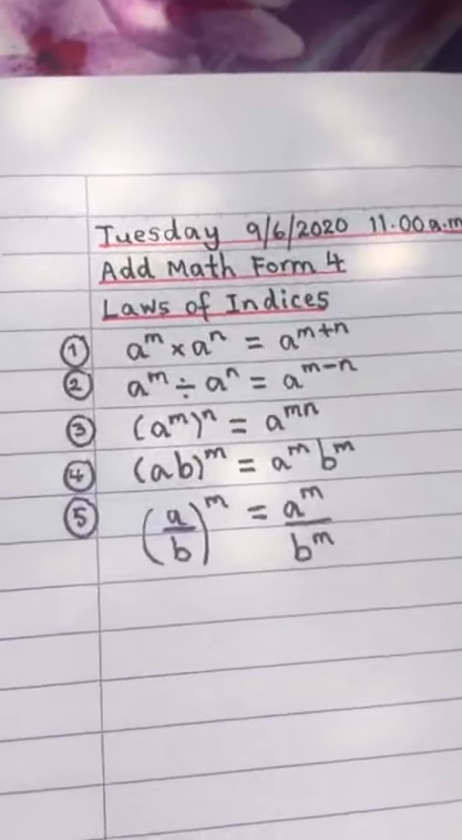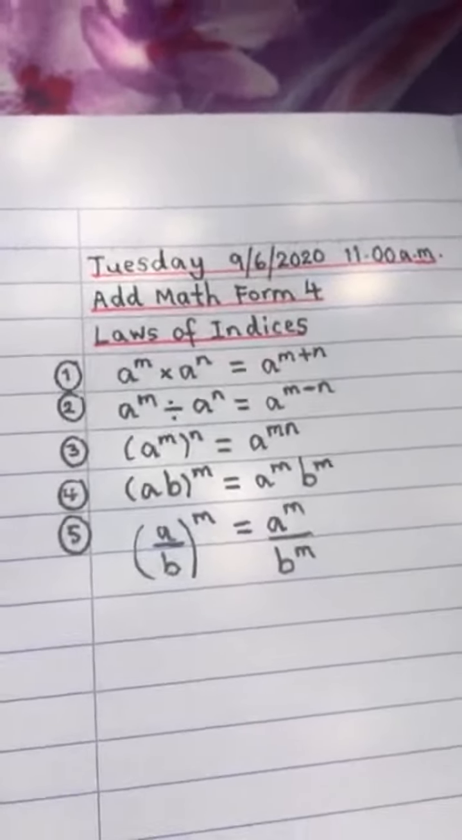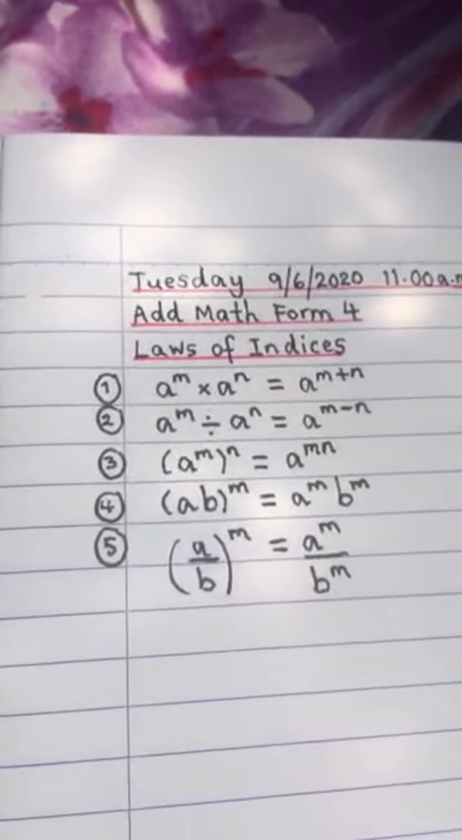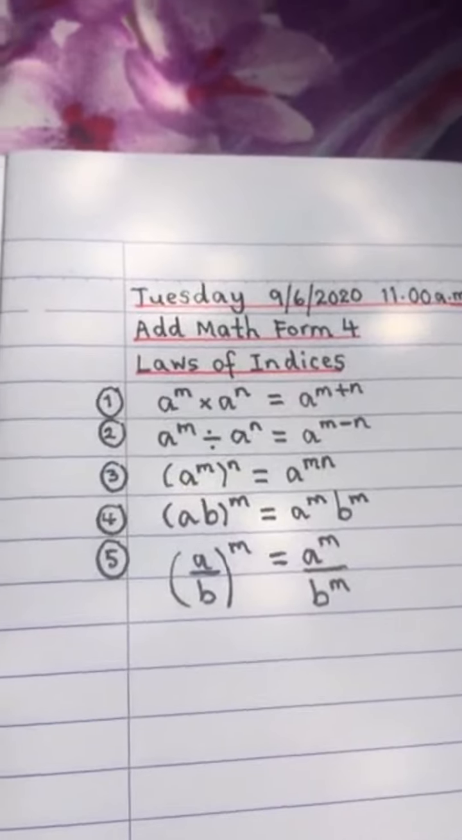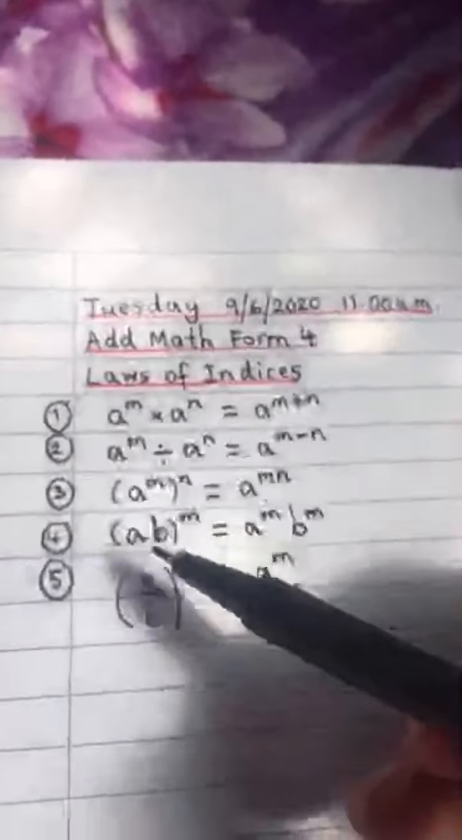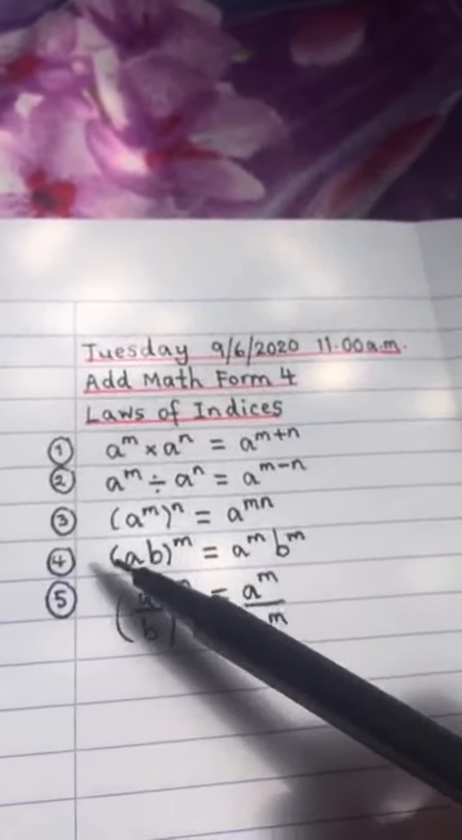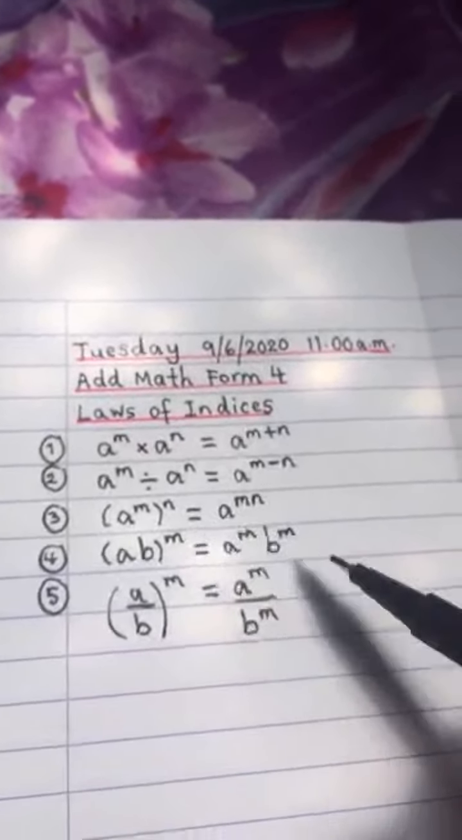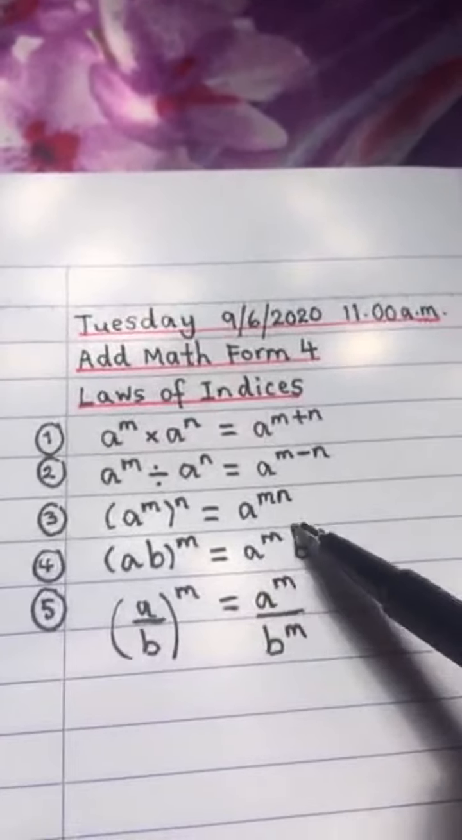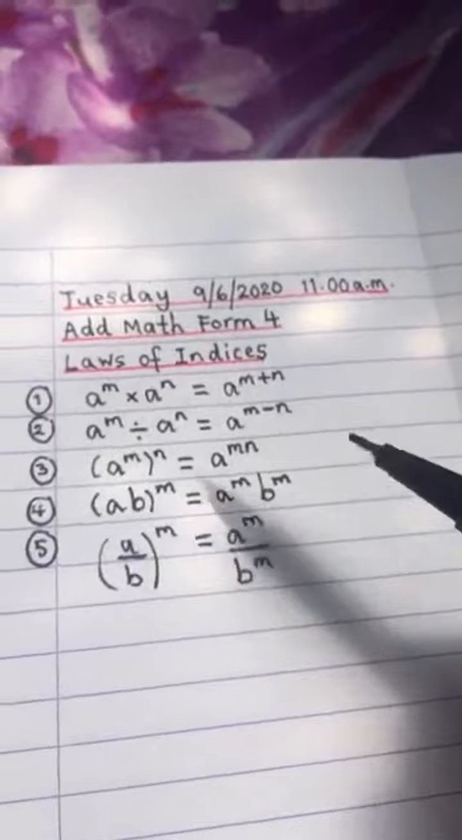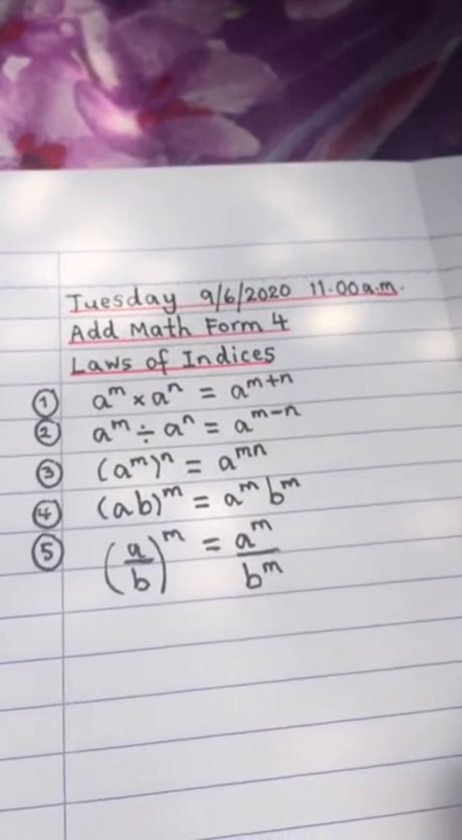So these are the laws of indices. The first law, when you multiply a power m times a power n, you have to add. A power m divided by a power n, you have to subtract. So this is power and power, so you just multiply. So when you have a bracket and then you got power outside, you just multiply both powers, so a power m, b power m. And then similarly when you have divide. So these are the five laws of indices.